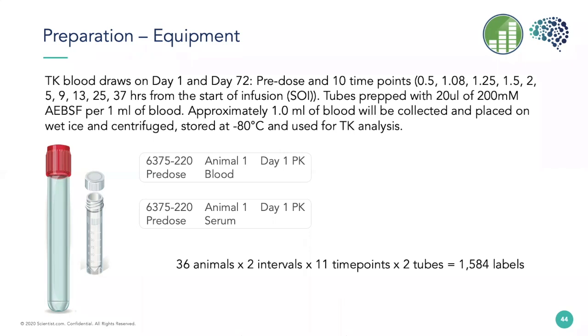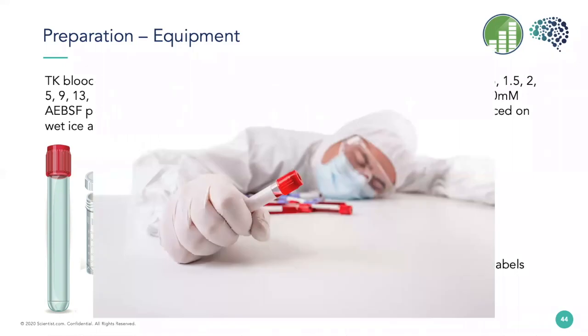So 36 animals at 2 intervals with 11 time points and 2 tubes each is nearly 1,600 labels that you're responsible for creating and then placing on the tubes. And completing this correctly in an Excel sheet and then exporting it to Word to print labels is not really ideal. Your technicians prepping and your QC people are not going to thank you for doing this.